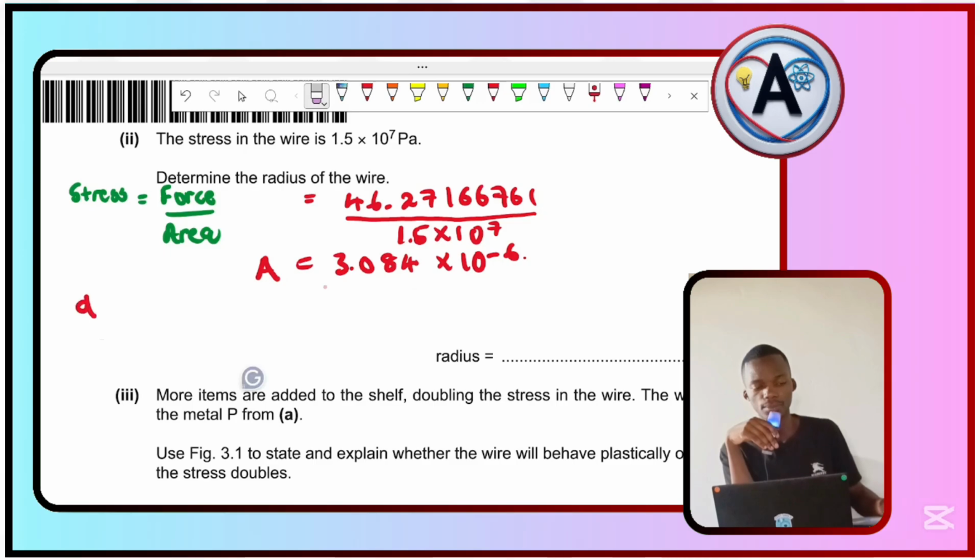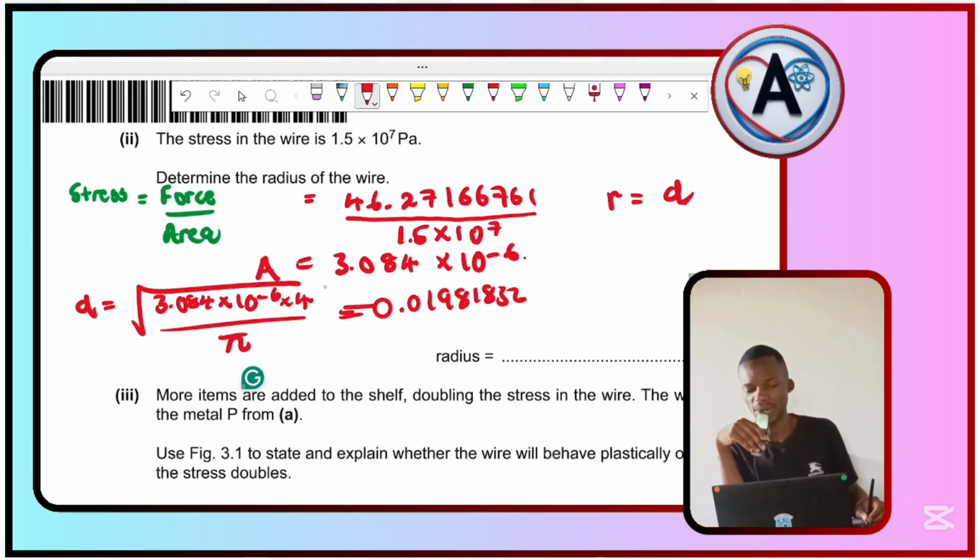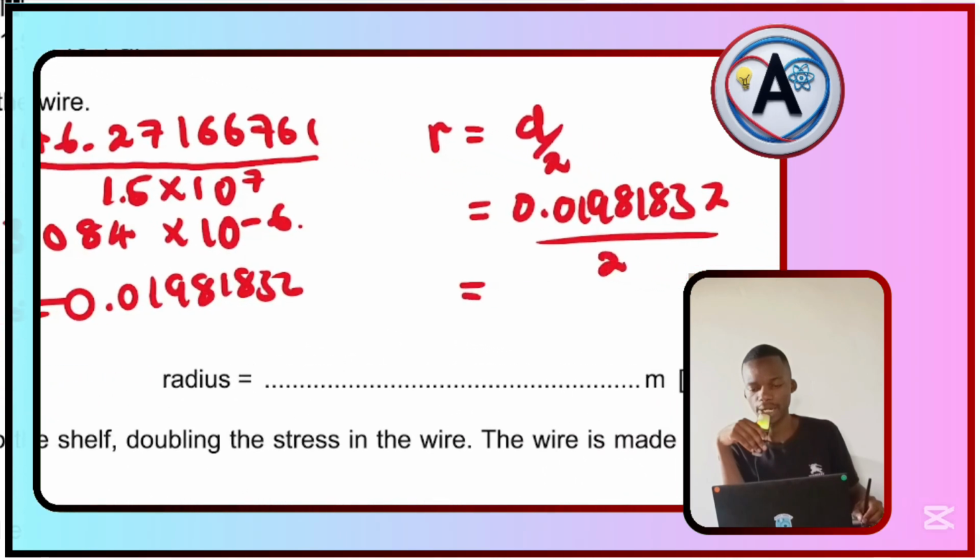So if I want to find d, d is going to be equal to the square root of 3.084 times 10 to the power of -6 times 4 divided by pi. I'm just making d the subject of the formula. And I'm going to get 0.01981832. And I know that radius is actually diameter divided by 2. So 0.01981832 divided by 2 gives me 9.9 times 10 to the power of -4. Cool.